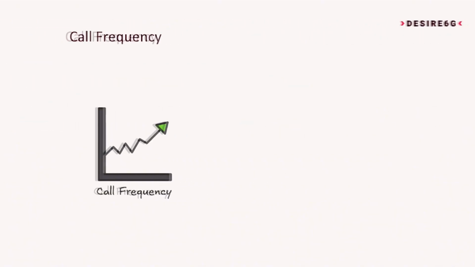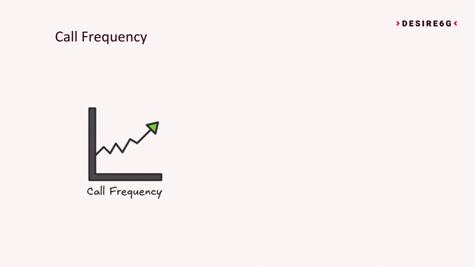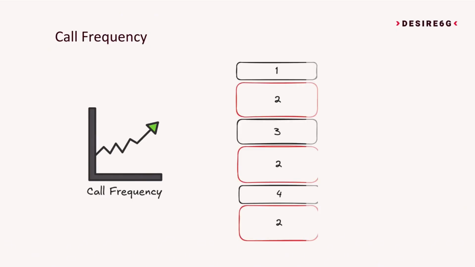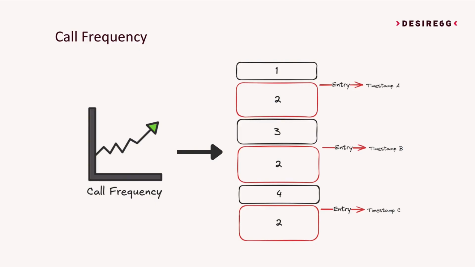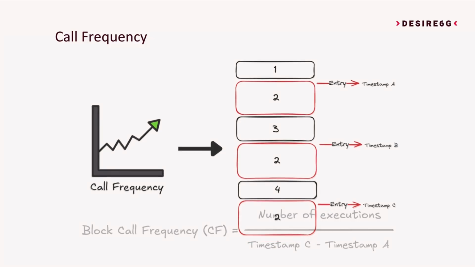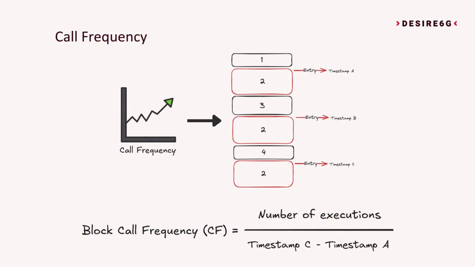Call frequency gives us insight into how often specific blocks are executed. Here, as the program runs, each time block 2 is entered, a trampoline records a timestamp. To compute the call frequency, we simply take the number of recorded executions and divide it by the total elapsed time. This metric requires a good understanding of the program to be effective, as call frequency is both control flow and data dependent. By instrumenting the right locations in the code, we can accurately capture the program's capacity to process a given amount of input data per unit of time.